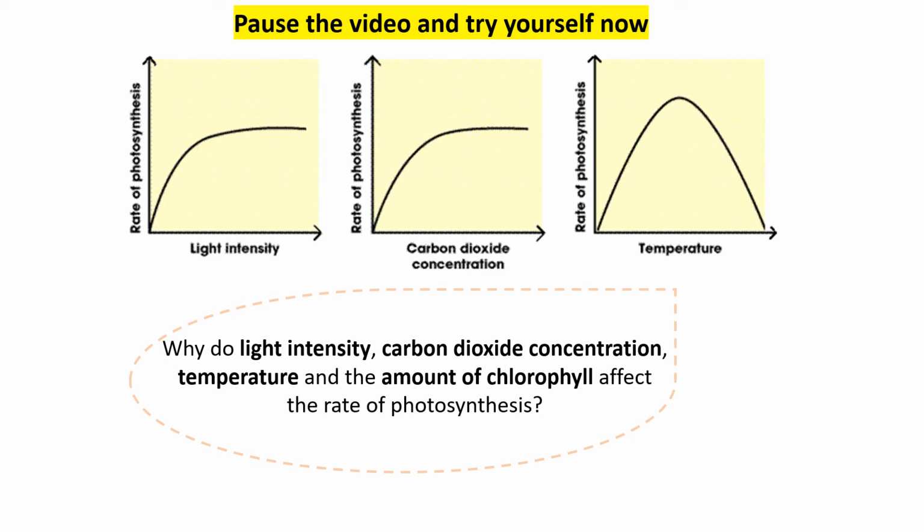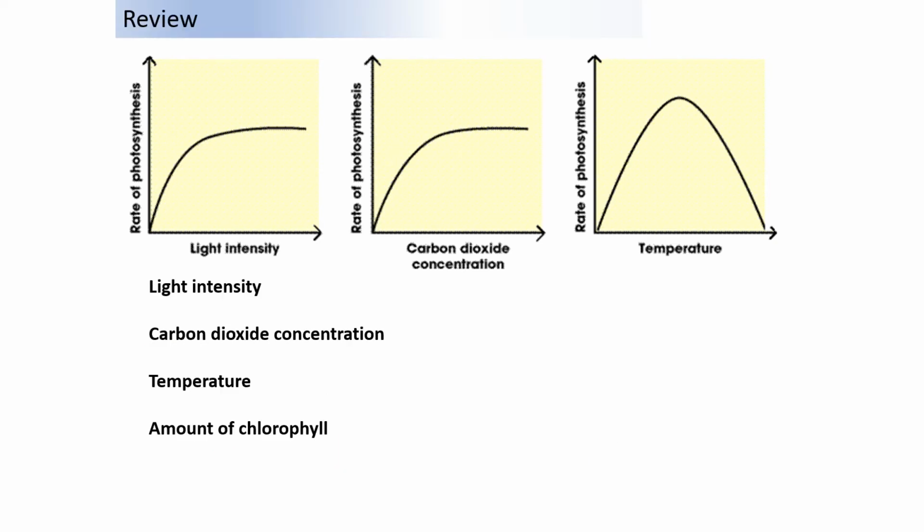Why do light intensity, carbon dioxide concentration, temperature, and the amount of chlorophyll affect the rate of photosynthesis? Let's look at the answer now.